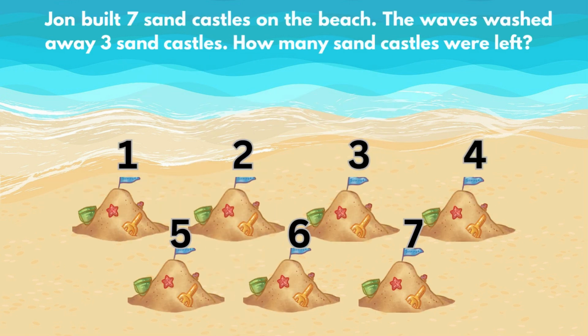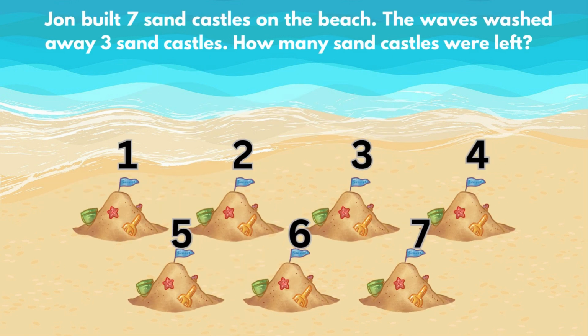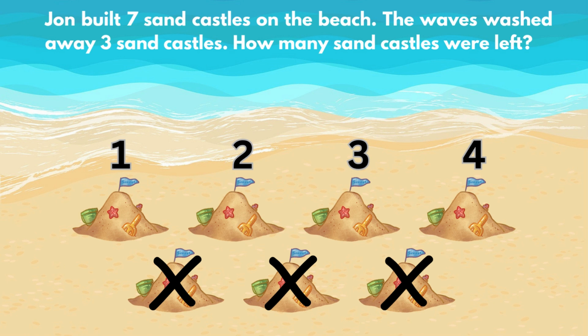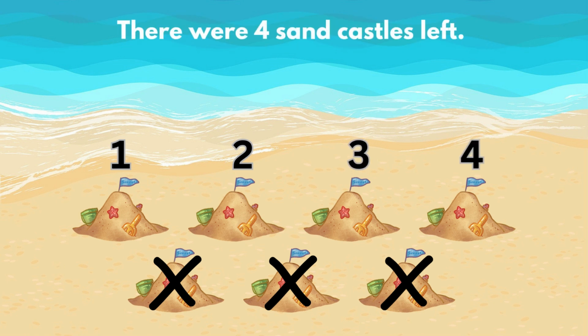John built 7 sand castles on the beach. The waves washed away 3 sand castles. How many sand castles were left? There were 4 sand castles left.